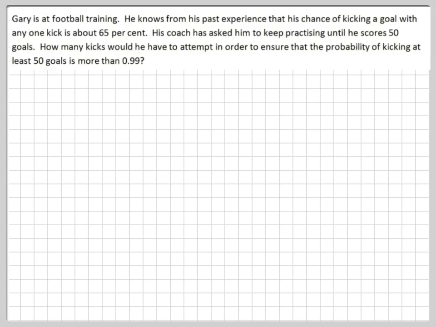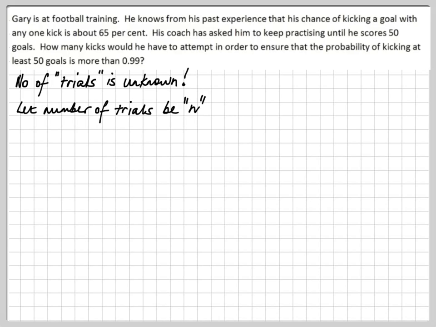Look, guys, that is way beyond the realm of what we can do with an analytical, precise equation, because we're dealing with at least 50 here. Whichever way you cut it, that's too much for the calculator to handle. So we have to use trial and error. The number of trials is unknown, so let the number of trials be n. The best way to use trial and error is to use what's called a table of values.